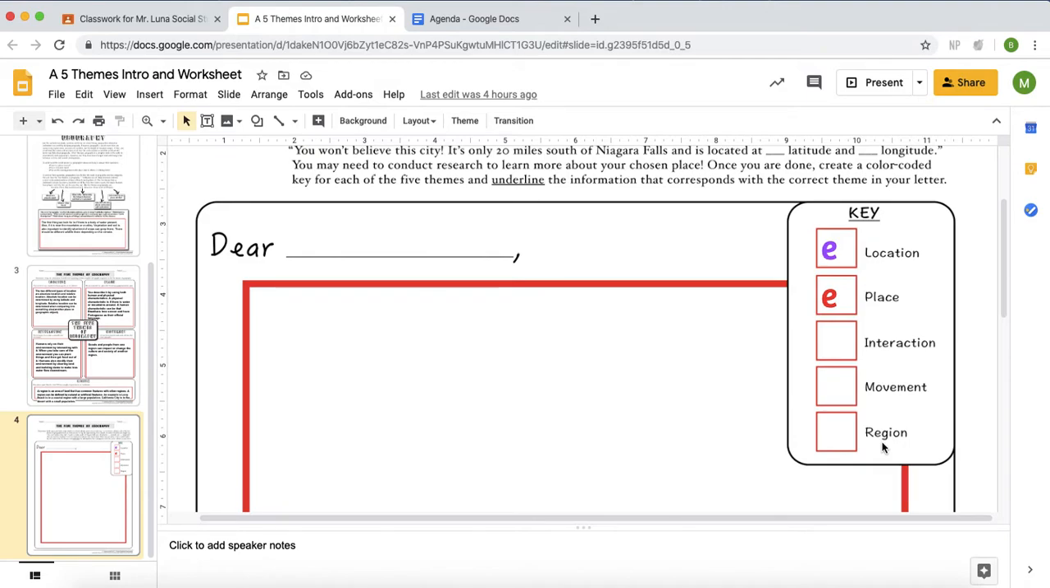Region: explain how the region is. You could talk about the climate. What is the climate of Niagara Falls? What exactly do they share with the cities around there? You can even talk about certain states. It belongs to this state. It is the state of this. Blah blah blah. So you have to hit all 5 themes. If you have any questions, you've got to let me know.